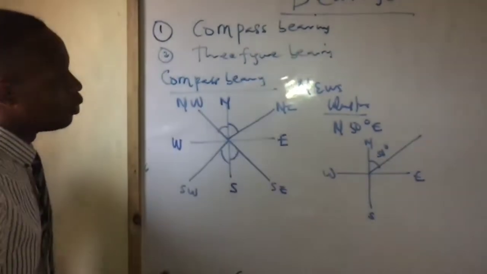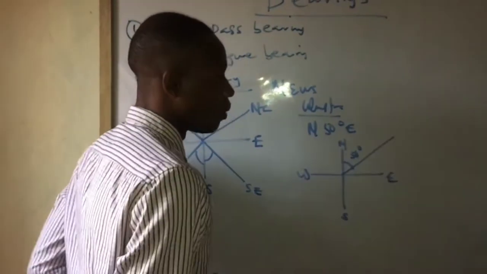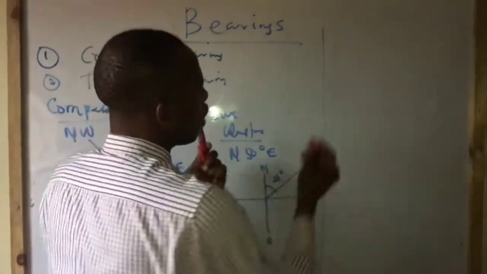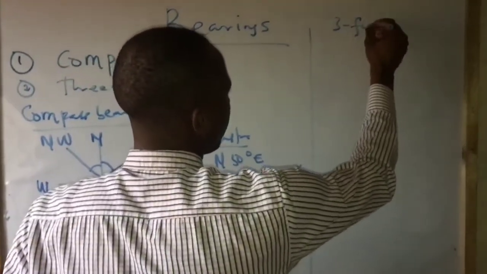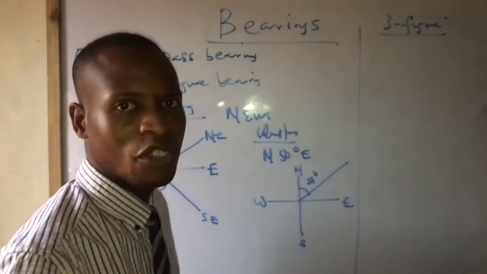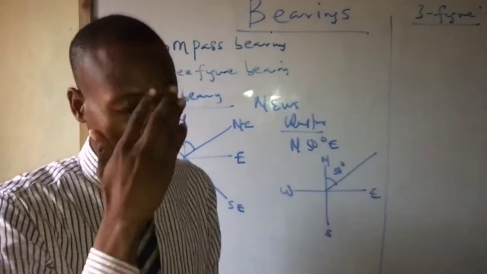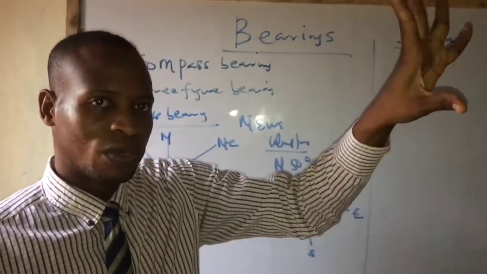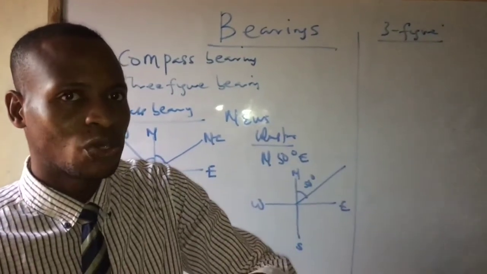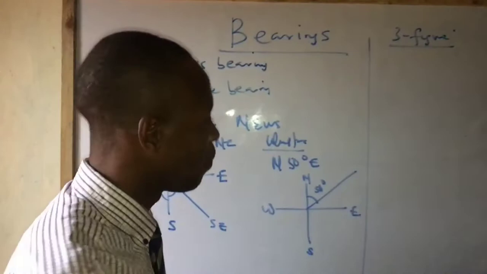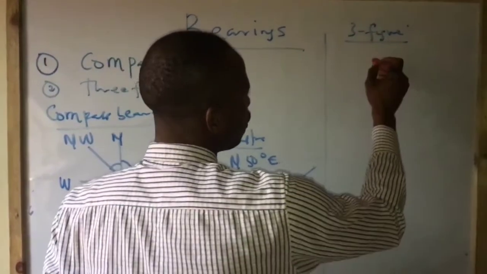Okay, let me do that here. Three figure bearing. For you to understand the three figure bearing very well, you need to understand something here. Three figure bearing bases its starting point from the north alone. It does not have to do with south. So it measures from the north to either the east, west, or south.